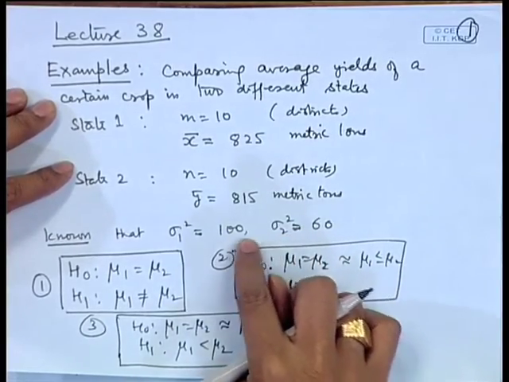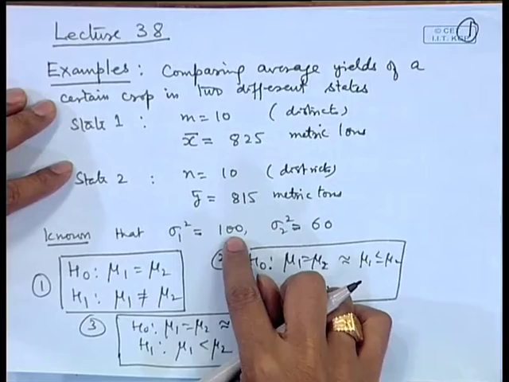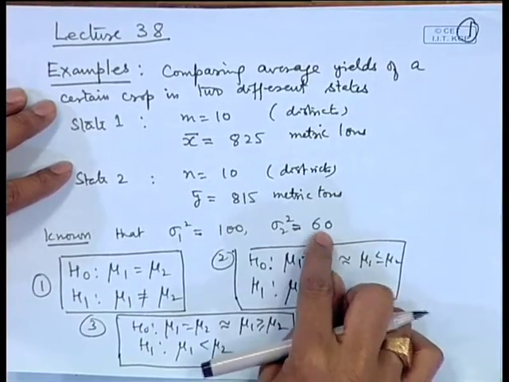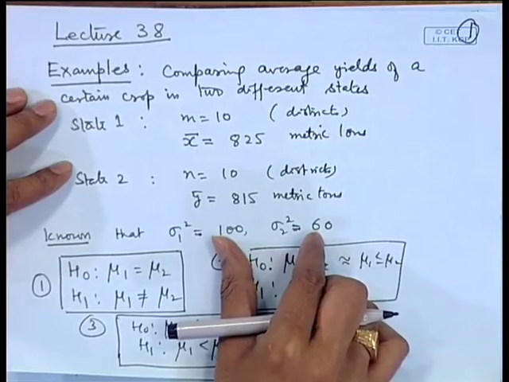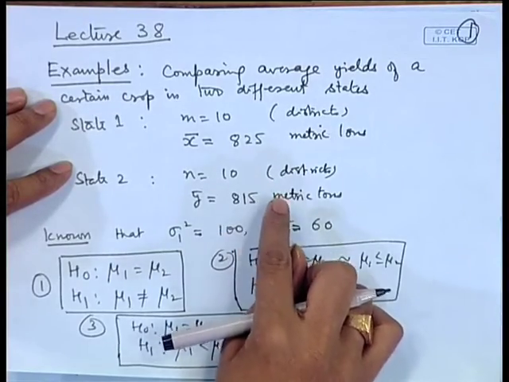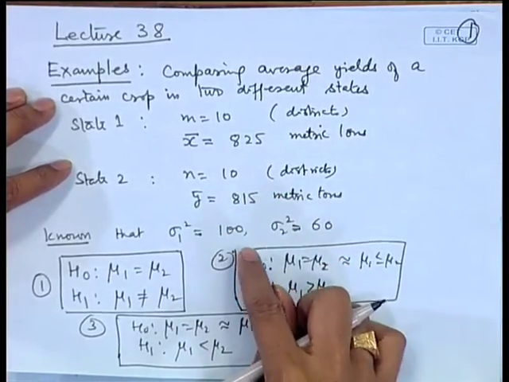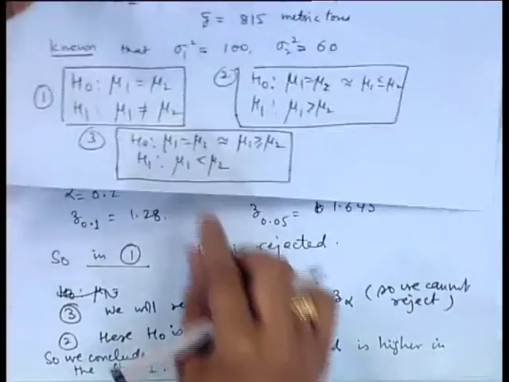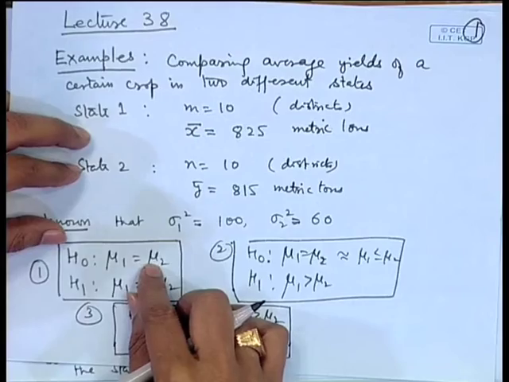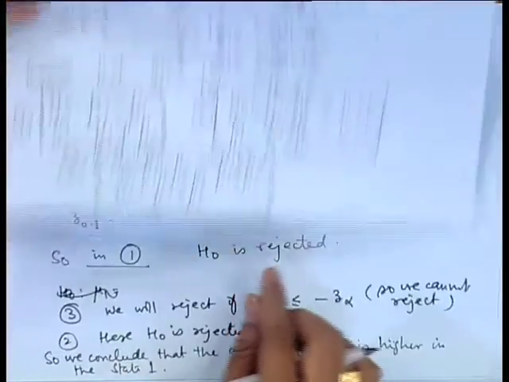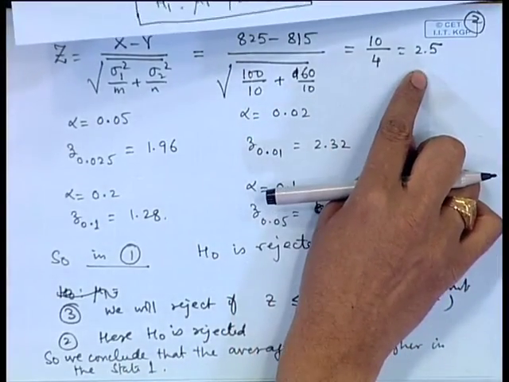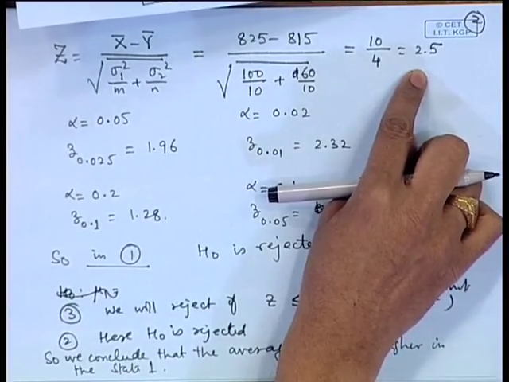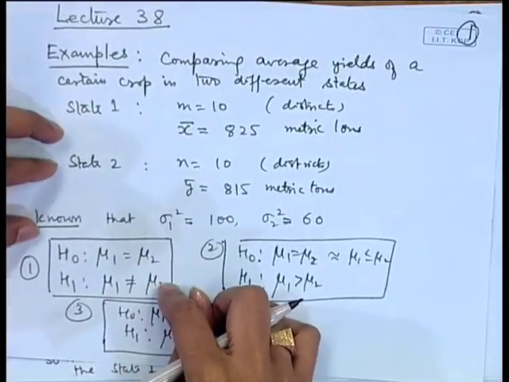In this particular case, the standard deviations are available, it is 10 and slightly less than 8 respectively. Since these standard deviations are not very large, and the sample size is not very large, this hypothesis of equality is actually getting rejected at any reasonable level of significance. Since this hypothesis is rejected, that means mu 1 is not equal to mu 2.